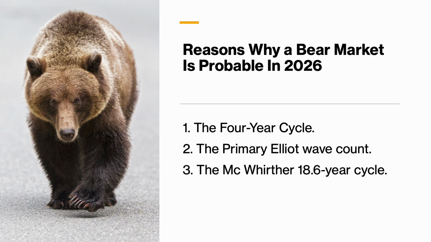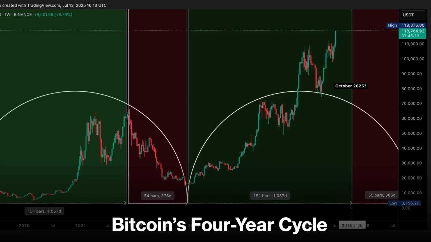The main reasons why I am expecting a bear market in 2026 are: 1. Bitcoin's 4-year cycle, 2. The primary Elliott wave count, 3. The McWhirter 18.6-year cycle. I will break down each component in the following slides.